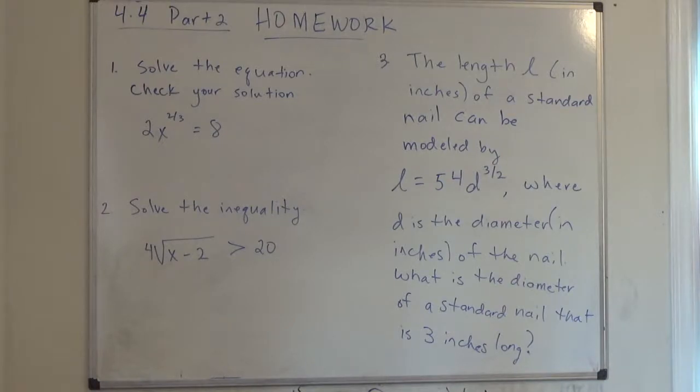For number 1, solve the equation, check your solution. You have 2 times x to the 2/3 power equal 8. Number 2, solve the inequality. 4 times the square root of x minus 2 is greater than 20. And for number 3, the length L in inches of a standard nail can be modeled by L equals 54 times d to the 3/2 power, where d is the diameter in inches of the nail. What is the diameter of a standard nail that is 3 inches long? So have these ready to hand in at the beginning of class.